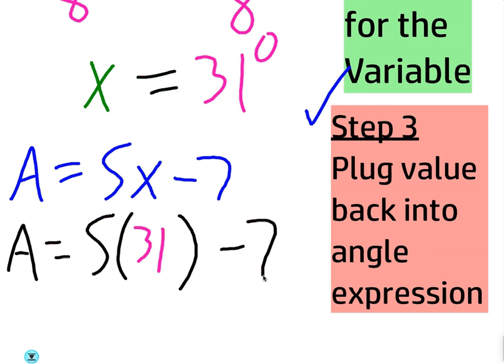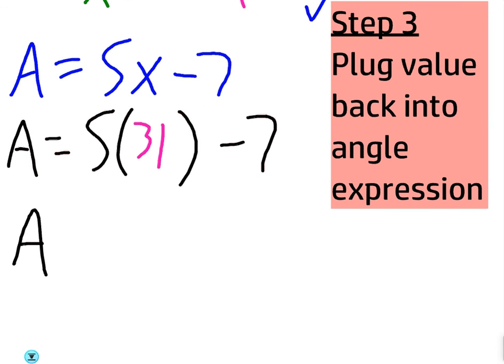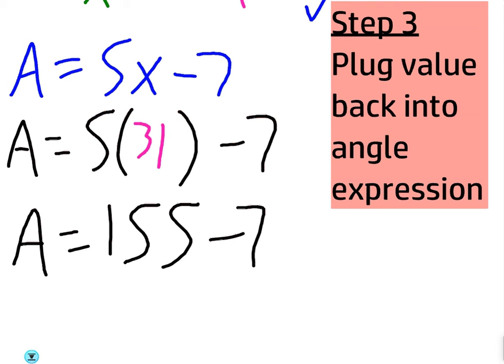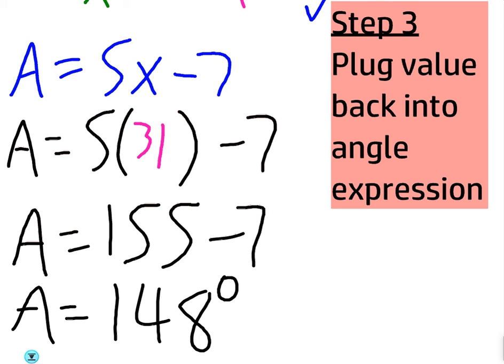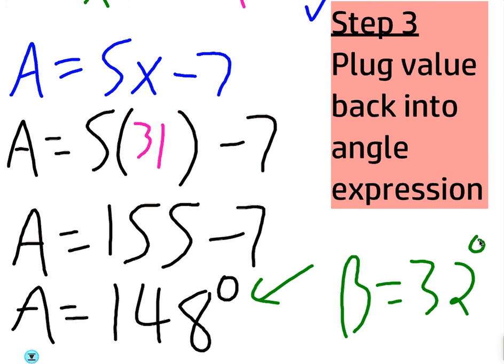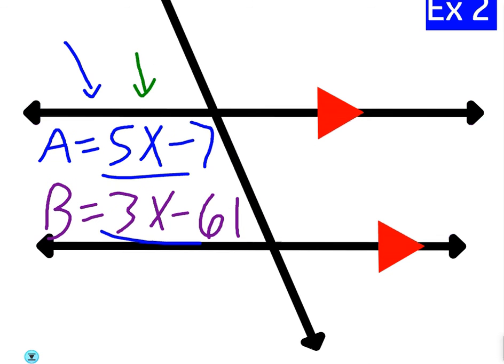So, what is 5 times 31? Okay, then 155 minus 7. And that's the answer to the problem. Okay, of course you could easily figure out B, right? We know that A plus B equals 180. So you could do 180 minus 148. You could solve for B to be 32 degrees. And we can take a look and see that it does look to be around 150 degrees. Looks about right.